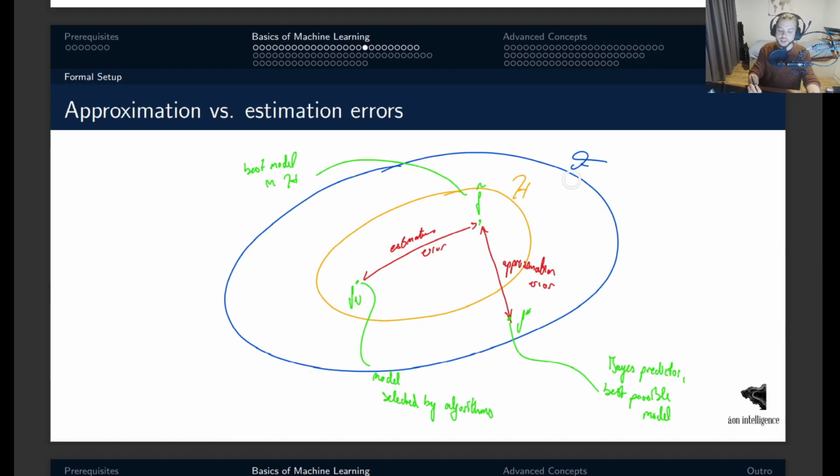So let's have a look at this illustration again. Let's imagine H approaches F in size. Then the distance between F tilde, the best model in H, and F star, the best model in F, will be relatively small. So we have low approximation error. But since we are now considering so many more functions, it's really hard to find the best one. Therefore, the model that is selected by our empirical risk minimization procedure will likely be far away from the best model in H, and therefore the estimation error will be larger.